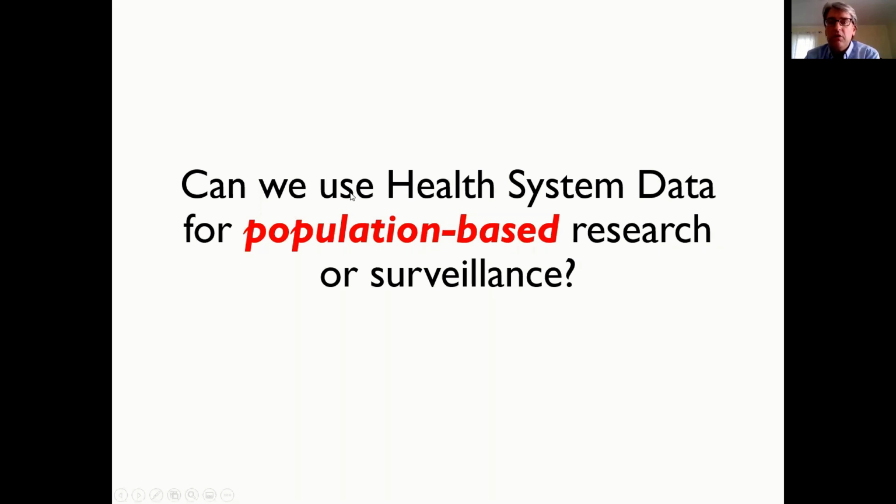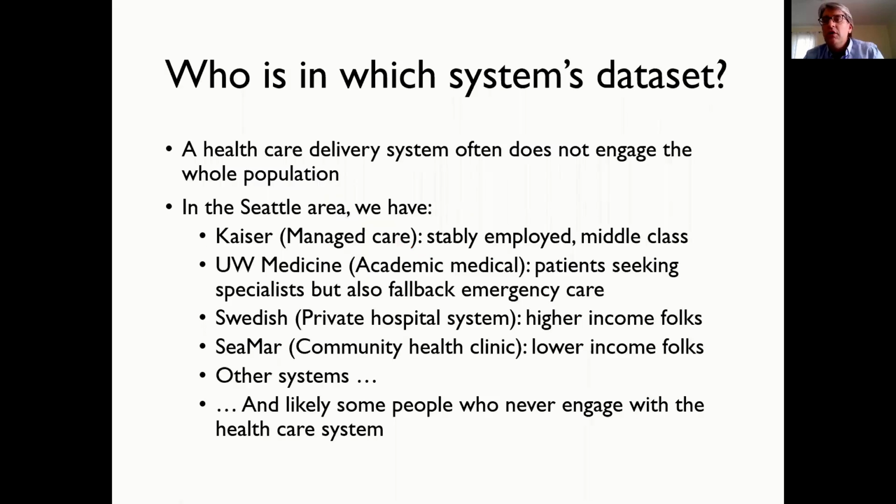So the core question we're going to be talking about today is, can we use health system data to create population-based research or surveillance work? The core underlying issue, the thing that makes this complicated, is that a healthcare delivery system doesn't engage the whole population. For example, in the Seattle area, we have the Kaiser system, which provides managed care as it does in many other places, where the population is mostly a stably employed middle class set of folks. There's also UW Medicine, which is an academic medical center, which includes both some specialists who do very specialized work, but also is the fallback emergency care system across the region. There's a private hospital system called Swedish Providence that has typically higher income folks. There are community health clinics like Seymour that typically engage lower income folks. And then of course, there's some folks who never engage with the healthcare system at all.